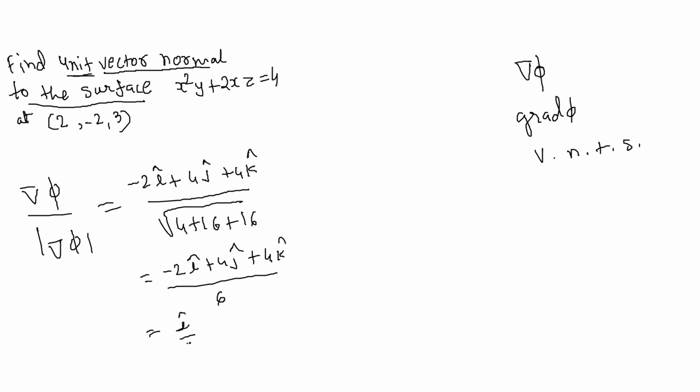So I can write it as minus 1 by 3. Because, yeah, we can do that. So you will have i cap minus 2j cap plus 2k cap. This is the correct answer. Or you could have written it as 1 by 3 times minus i cap plus 2j cap minus 2k cap. Yeah, minus also. This is your answer.